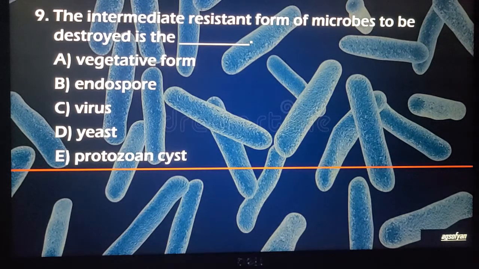Number 9. The intermediate resistant form of microbes to be destroyed or controlled is the A. Vegetative form, B. Endospore, C. Virus, D. Yeast, or E. Protozoan cyst. Choose your answer.